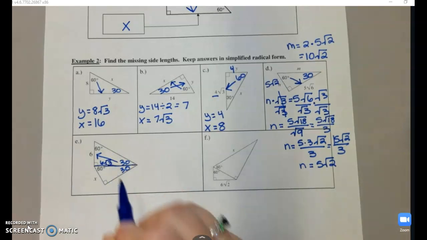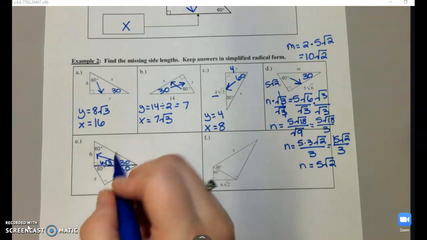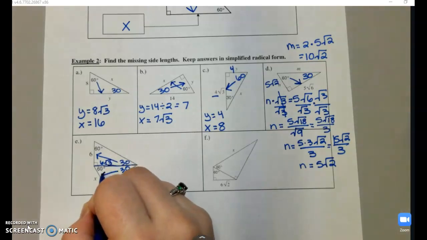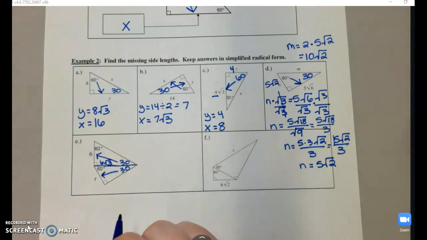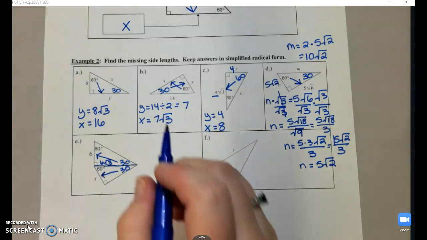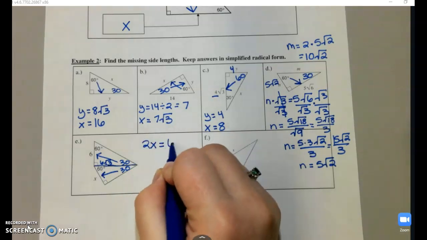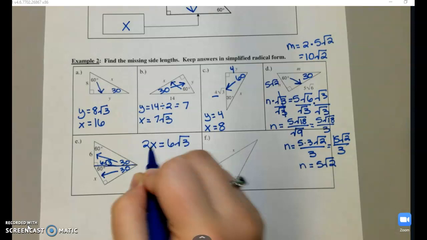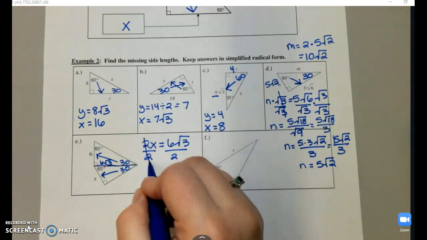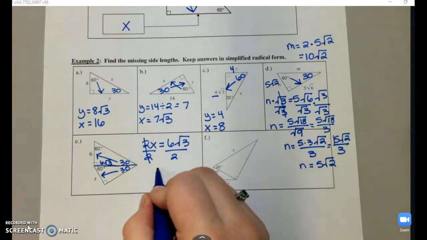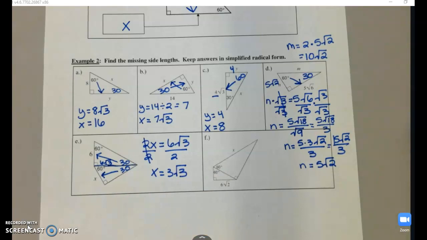And this is the hypotenuse of my lower triangle, and x here that we're looking for is opposite the 30-degree angle. So recall our hypotenuse is twice the length of the side opposite the 30-degree angle. So 2 times x is going to be 6 on the square root of 3. So I'm just going to divide by 2. And 6 divided by 2 is 3, so x is 3 times the square root of 3.